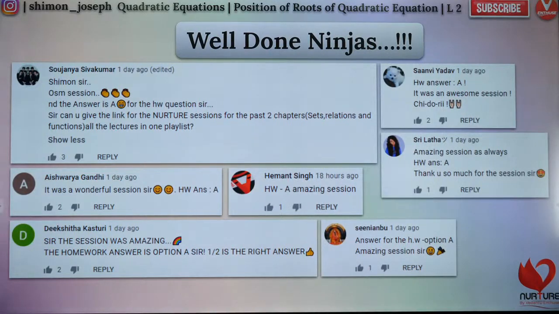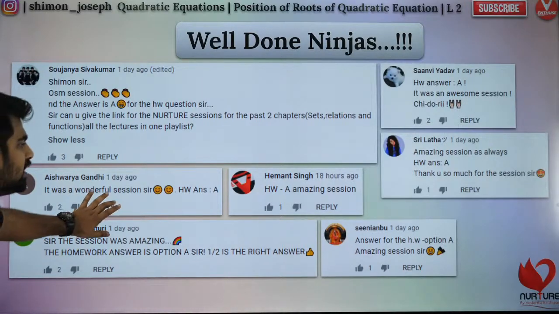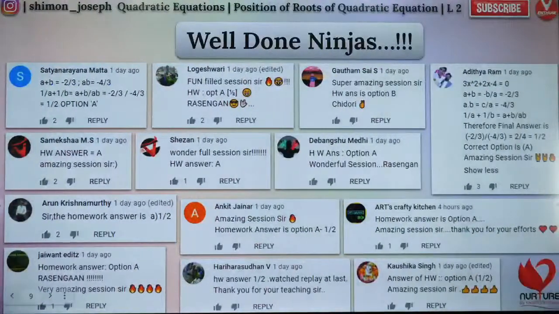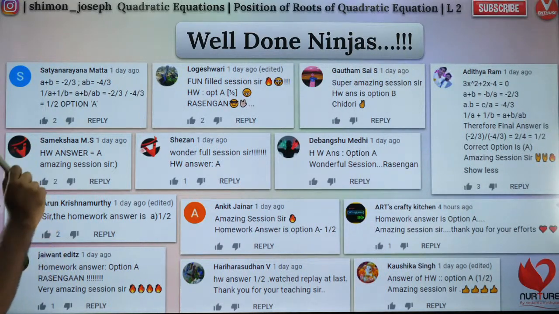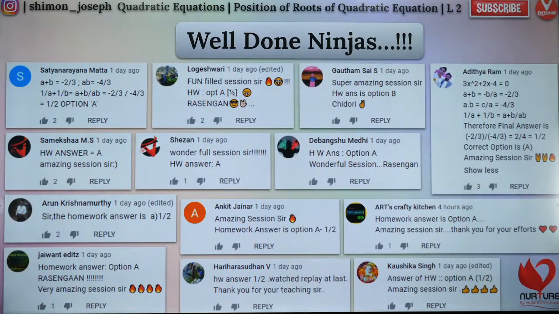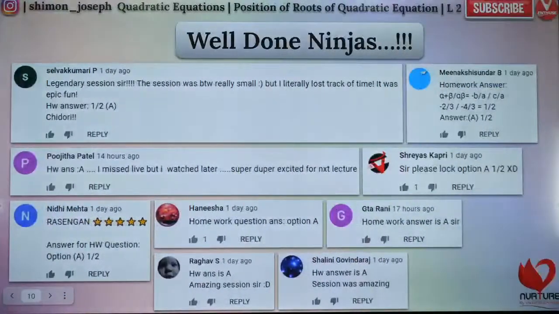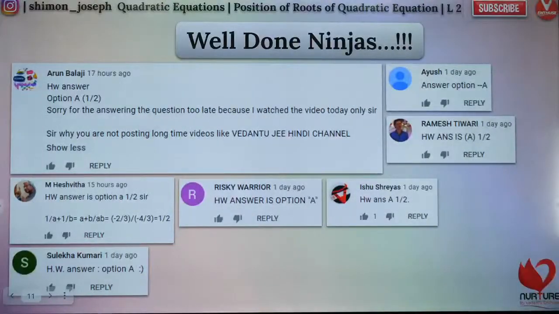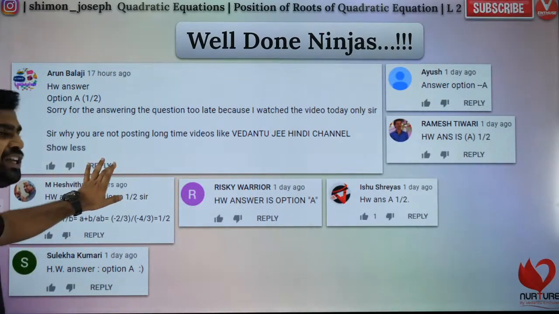Saujanya, very good. Sanvi Yadav, Sri Lata, Hemant, Aishwarya, Dikshita, Sinianbu. Okay. So then we have Sarayu, Logeshwari, Gautam Sai, Aditya Ram, Debangshu, Shazan, Samiksha, Arun Krishnamurthy, Ankit Jainar, Arts Crafty Kitchen, Kaushika, Hariyar Sudan, Jaiwant. Then we have Selva Kumari, Meenakshi, Sundar. Then Pujita Patel, Shreyas Kapri, GTA Rani, Hanisha, Nidhi Mehta, Raghav, Shalini, Arun Balaji, Ayush, Ramesh Tiwari, Risky Warrior, Heshwita, Suleka, Ishu, Shreyas.